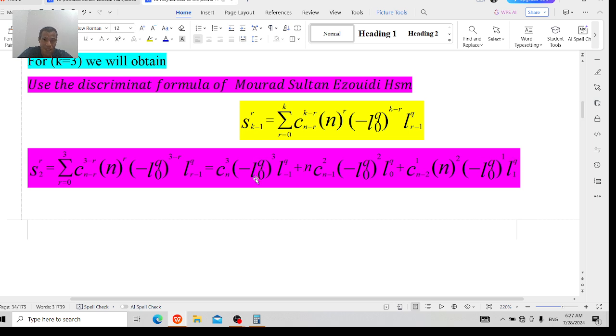You can see that L0 to the power 3 is a common factor. Here, L0 to the power 3. The minus disappears simply because the power is an even number. L0 squared times L0 is L0 to the power 3. That's why this is a common factor.